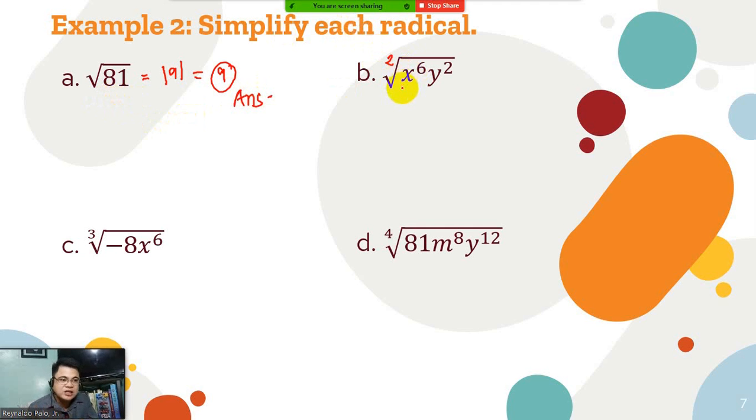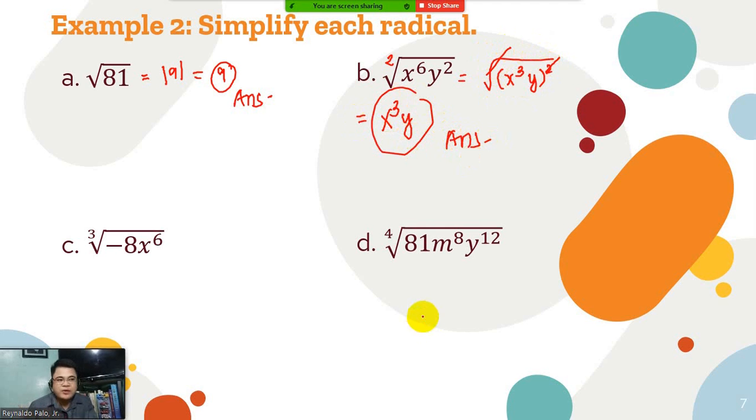Alright? So, this time for letter B, we have square root of x raised to the 6th power y square. The first thing is that we have to factor the exponents of x and y. Get the common factor of 6 and 2, and it is 2. So, 6 divided by 2 is 3. This is by applying the product law of exponents. And then, 2 divided by 2 is 1. So, this is simply y, and then the exponent now is outside the grouping symbol. So, we now have square root of x cubed y raised to the power of 2, or x cubed y square. If we extract the root, the answer will be x cubed y. So, this will now be the simplified form of the radical.